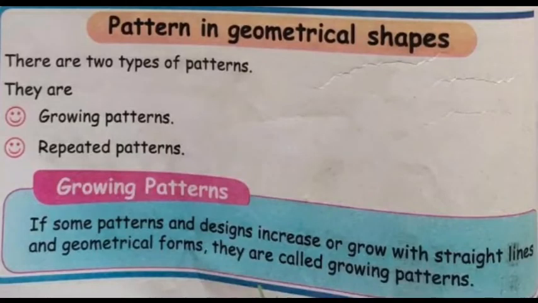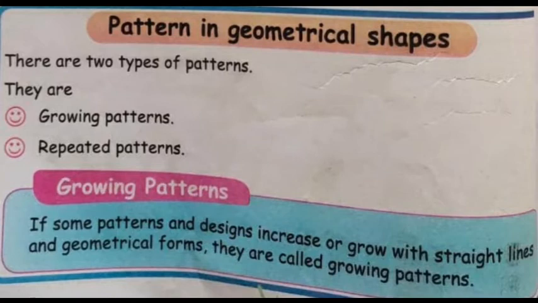Now look at this new type of pattern. Pattern in geometrical shape. There are two types of pattern, growing pattern and repeated pattern. What is the meaning of geometrical, girls? Square, rectangle, circle, heart shape, these are the geometrical shapes. Dimensional, diagonal, all those things, these are the geometrical patterns. With the help of these shapes, we can create a pattern design, which is known as geometrical pattern, geometrical shape.